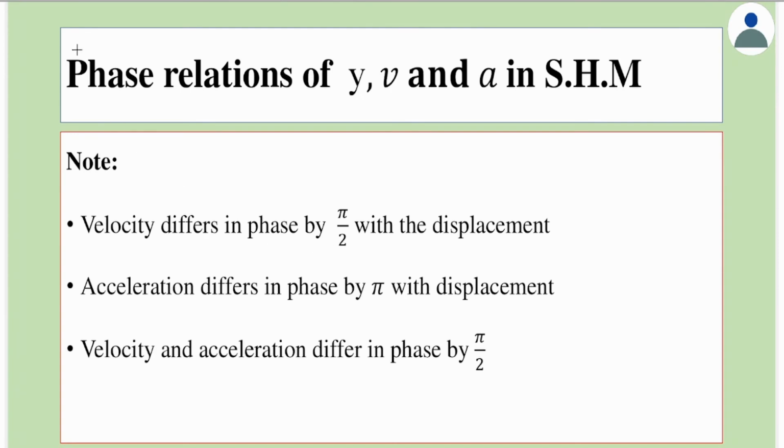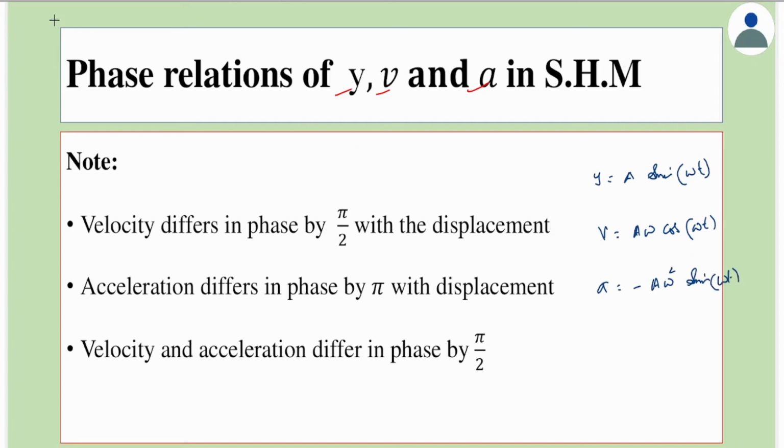Let's find out the phase relationship between displacement, velocity, and acceleration in case of a simple harmonic motion. To understand this, let's recall the equations for displacement, velocity, and acceleration. Y is equal to A into sin omega t was the equation for displacement. Velocity is equal to A into omega into cos omega t. And acceleration is equal to minus A omega square into sin omega t.